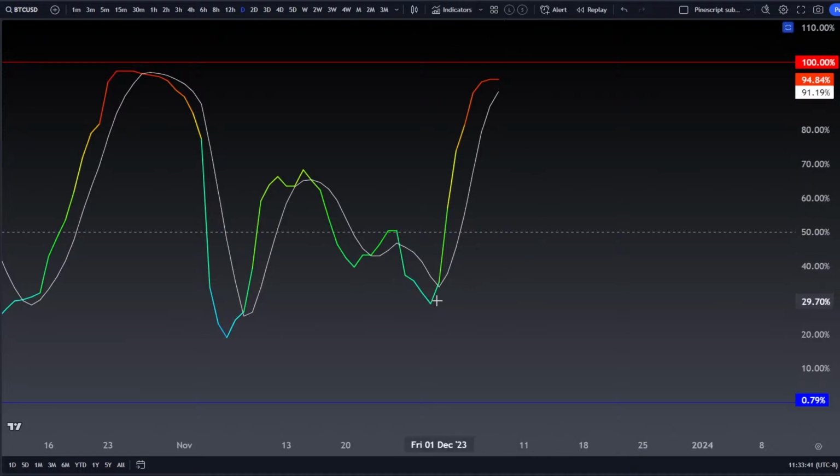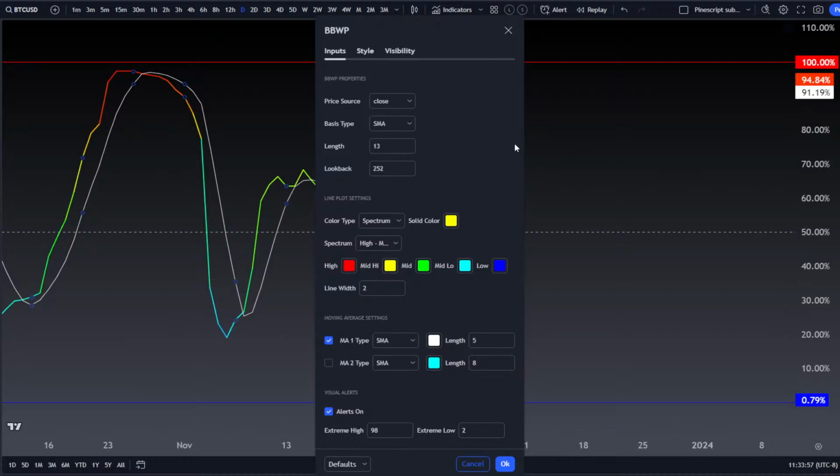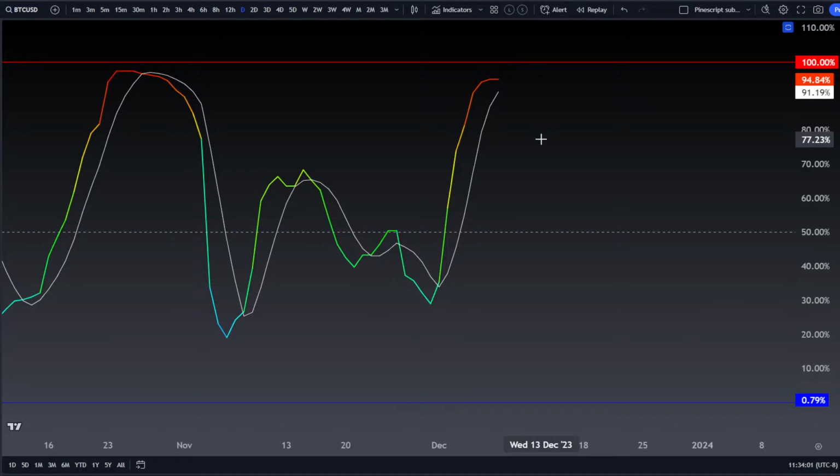And what this does is this measures the volatility of price within the Bollinger Bands. And in this case, the more expanded the bands are, the higher the volatility is. And we can see that volatility is at a 94 and the moving average for it is at a 91%. So how does this work? Well, it's a 5 simple moving average, and what you're looking for is expansion to continue.